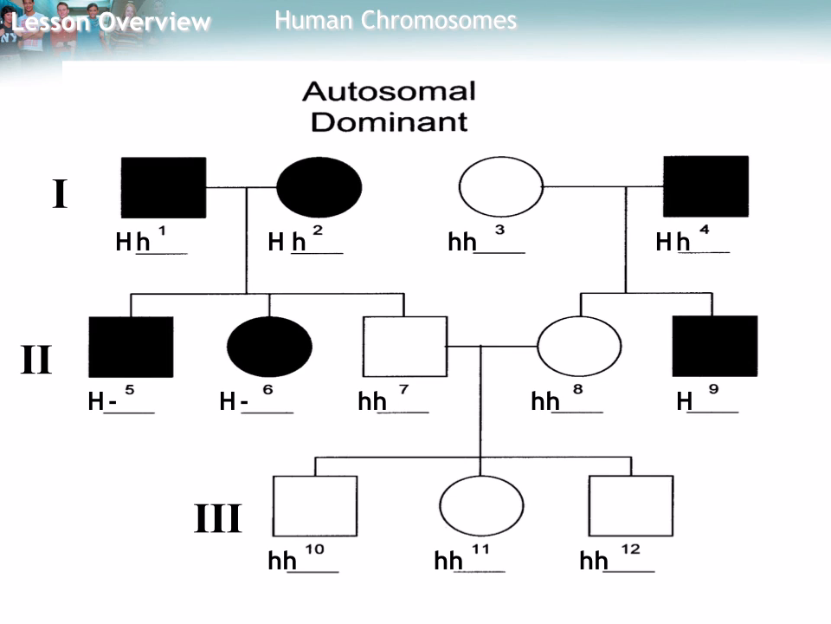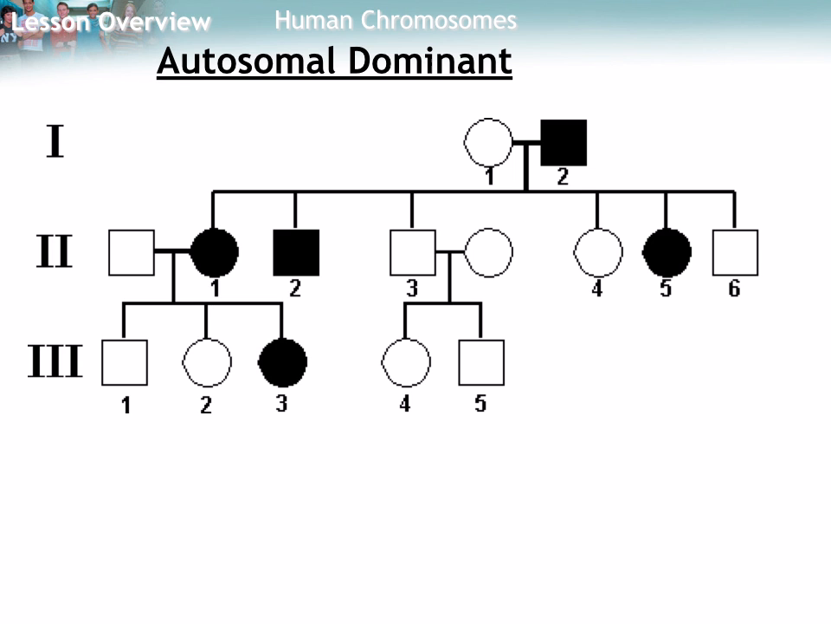Now let's take a look at their son. Who did he get the capital H from, his mom or his dad? The son got the capital H from the dad since he's the only one that can give that allele. Well, what did the mom give to the son? Since she can only give him a lowercase h, the son's genotype has to be heterozygous.